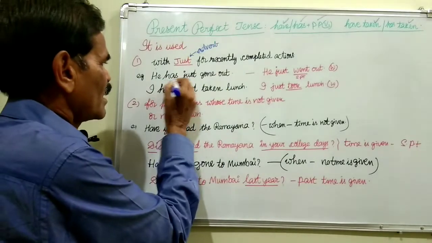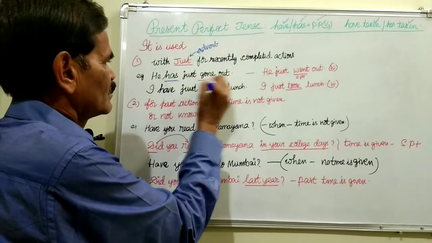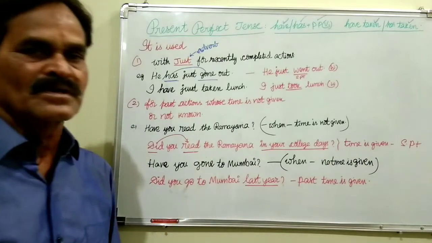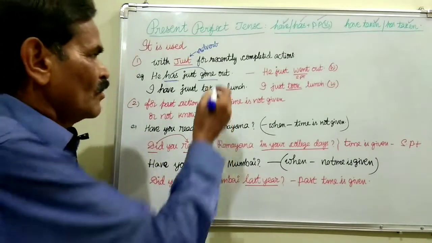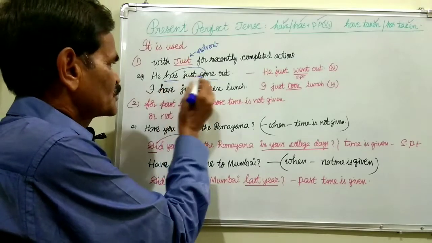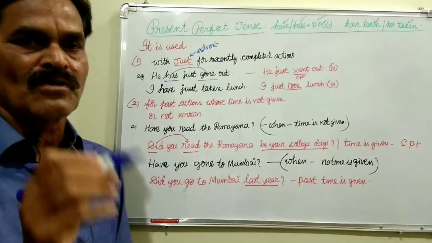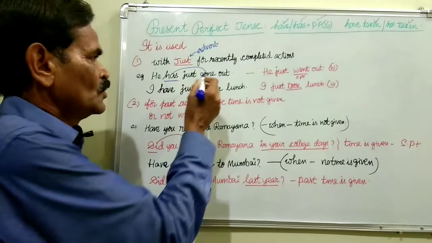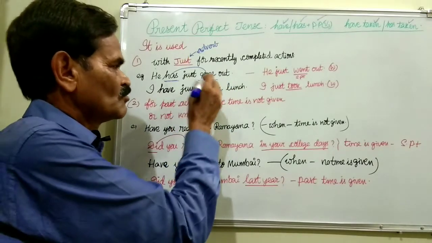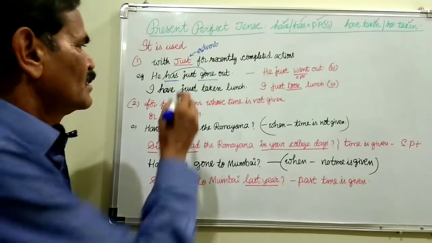Okay, here has gone is verb, and just is an adverb, and out is also adverb. So what is the structure here? Has plus V3, go, went, gone. Only gone we have to write. You cannot write has go, has went, or has going. You must write only has gone.